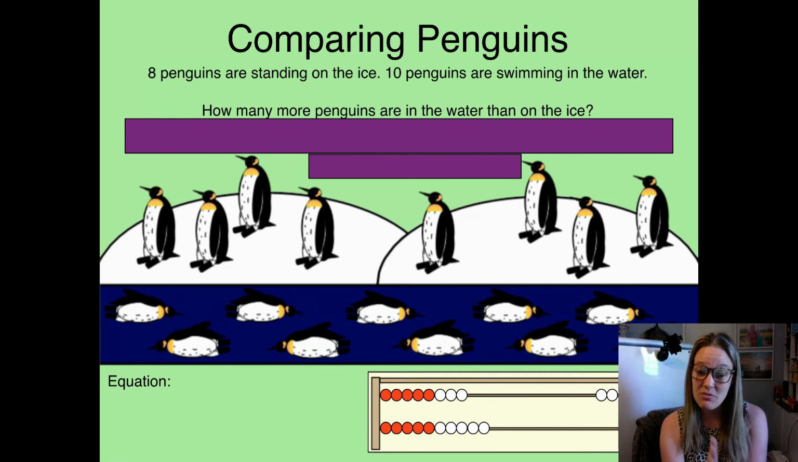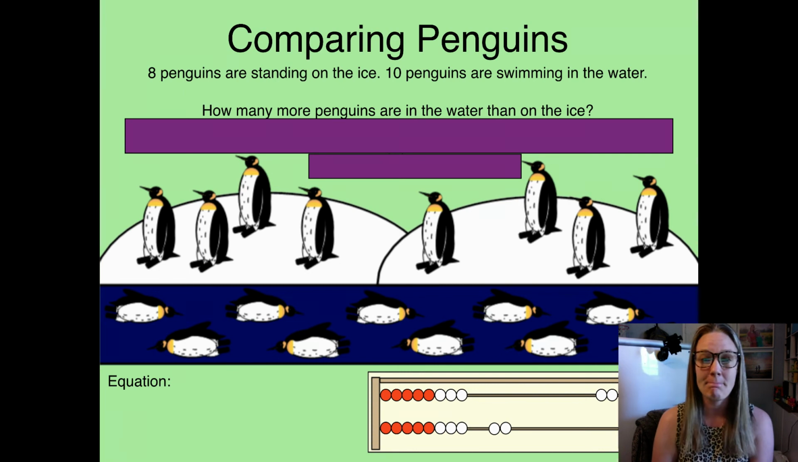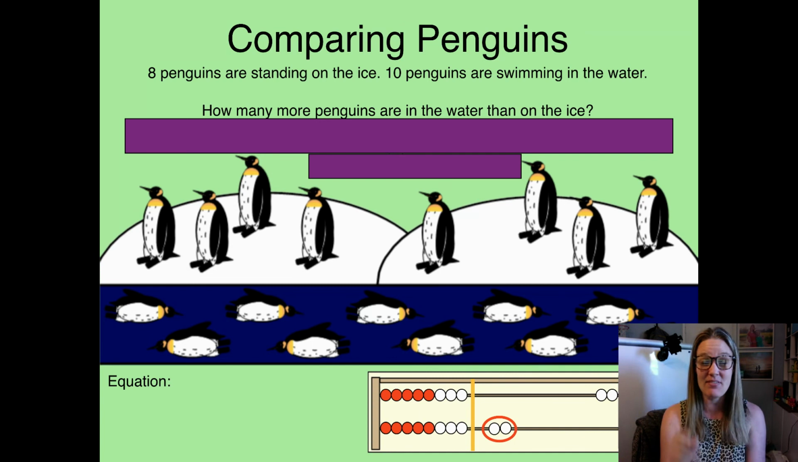So again, if we make them even and push those 2 over on the bottom, how many more are in the water? Yeah, there's 2 more. You can see it circled right there when I make them even. 8 on top and 8 on bottom. I see that there's 2 extras, right? Yeah, very good. All right, let's see the next question.